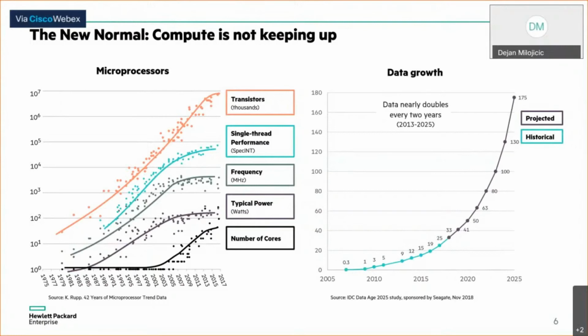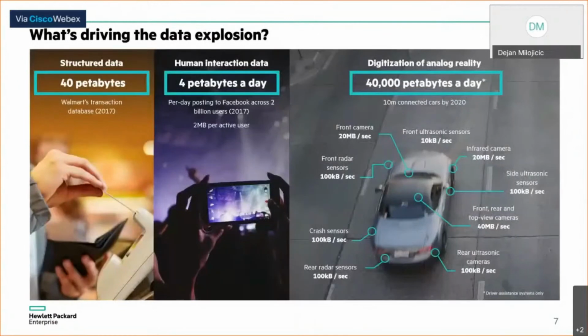You can also observe the history, how it all happened. So maybe 3 years ago, we still had traditional data centers. So Walmart transactional database was about 40 petabytes. It was all structured data, all tied to individual customers. At the same time, if you look at human interaction data, there's about 4 petabytes of data generated for Facebook across 2 billion users.